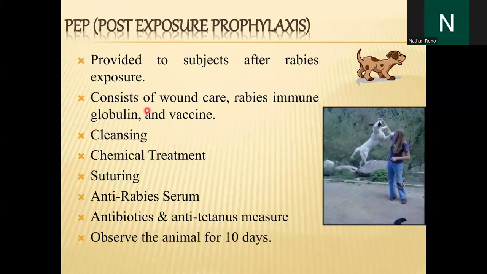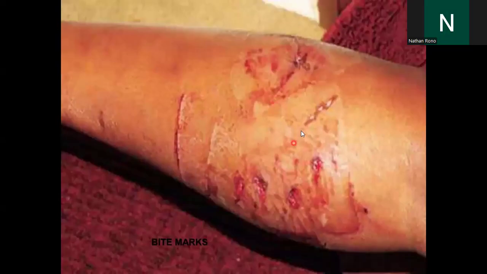So we start with cleansing, then chemical treatment, suturing. So suturing is closure of the wound. What do you think? After you've been bitten by a dog, do you think you should close the wound or leave the wound open? I want to hear your thoughts. Let's go to this wound. It's not such a deep wound, but imagine if it were a deeper wound. Should we close it or leave it open? Someone is saying close.